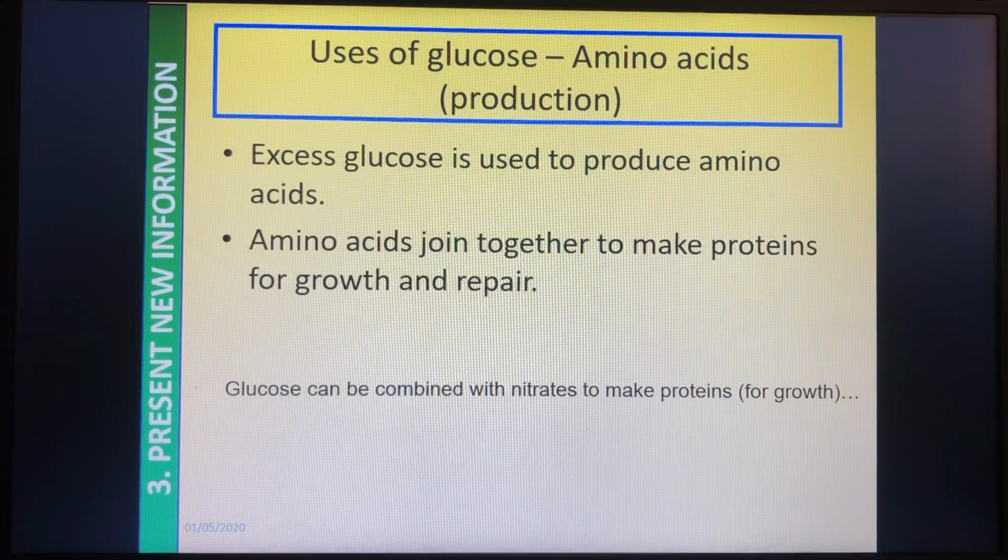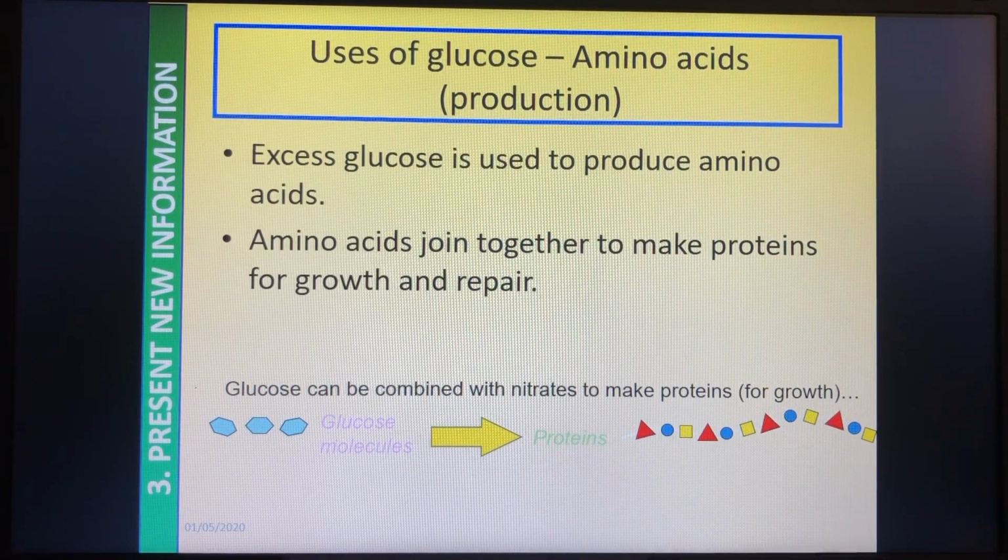So combined with nitrates to make protein. So there's our glucose, and it doesn't look anything like it anymore. There it is, combined with those nitrates to make the amino acids that then build up to make proteins. And then those proteins are used for growth.